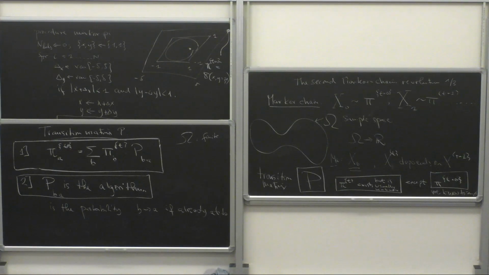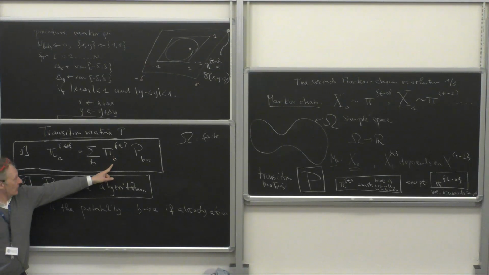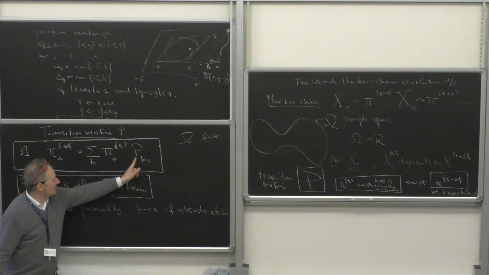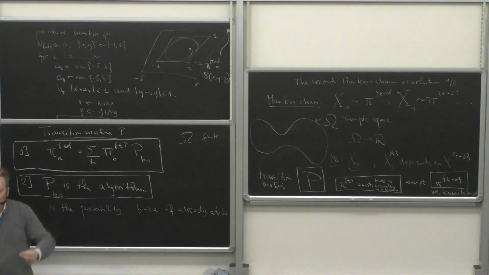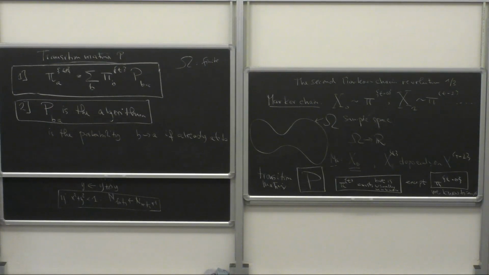In fact, the dozen of you who have programmed this algorithm have in fact programmed a transition matrix. So now, having known this, we understand this equation. Pi of a of t plus 1 is equal to the sum over b. At time t, you are at position b with probability pi b of t, and then you move from b to a with the probability P from b to a. So this gives you the probability to be at position a at time t plus 1. Okay, so that is the transition matrix.